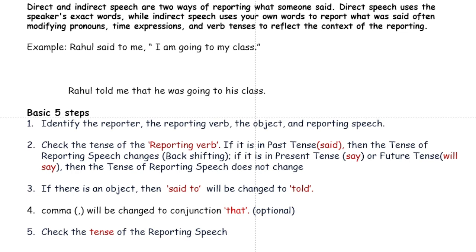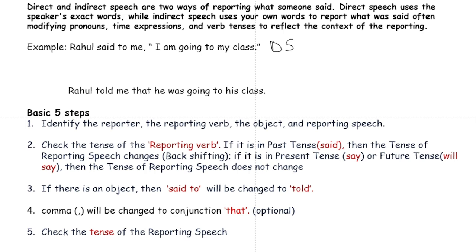Now, if you see an example here: Rahul said to me, "I'm going to my class." So this is a direct speech. Why is this a direct speech? Because this speech is written in quotes. These are the words which are exactly spoken by Rahul. So this is a direct speech.